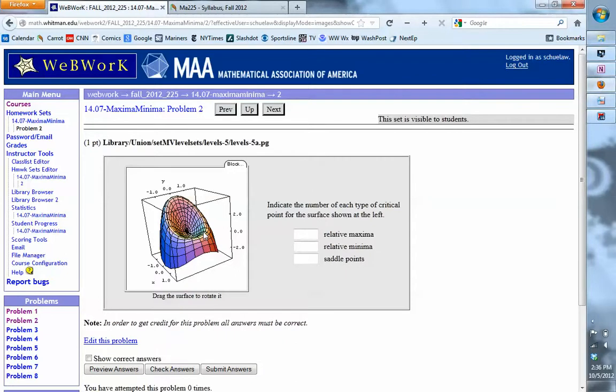Okay. Other questions on web work? Oh, and let me just tell you a little bit of intuition. I think there are a couple of different ways to look at this, but one of the things you're doing is trying to look at places where the surface levels out in the x and the y direction. Okay?